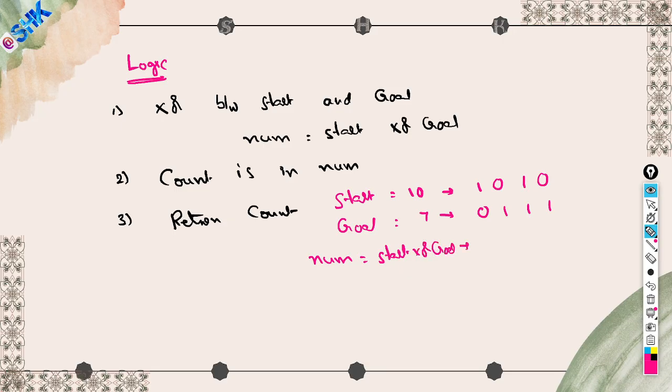So when you XOR start with goal, what output are we going to get? 0 XORed with 1, 1 XORed with 1 is going to result in 0, 0 XORed with 1 is going to result in 1, 1 XORed with 0 is going to result in 1. So this is the number which we got after XORing the start data and goal data.